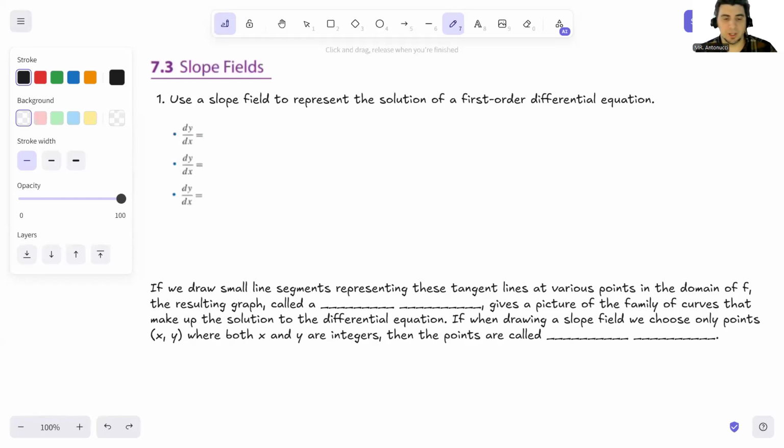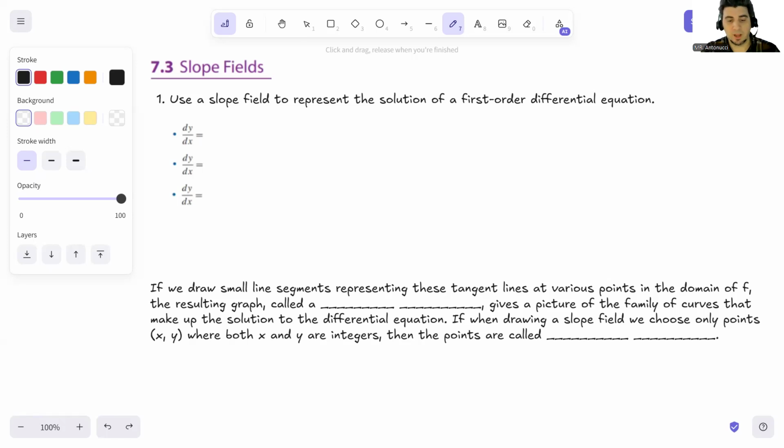All right, guys, Mr. Antonucci here, and in this video, we're going to talk about section 7.3, slope fields. Our objective for today is to use a slope field to represent the solution to a first order differential equation. So in the previous two sections, we found the general solution to two kinds of first order differential equations.